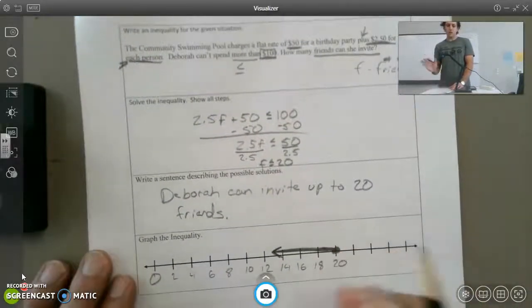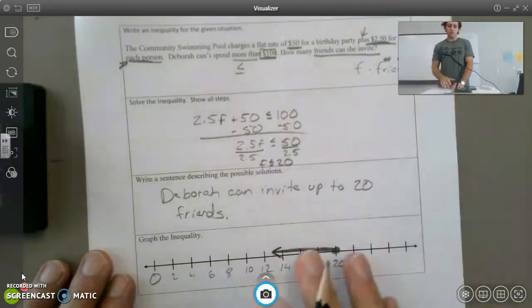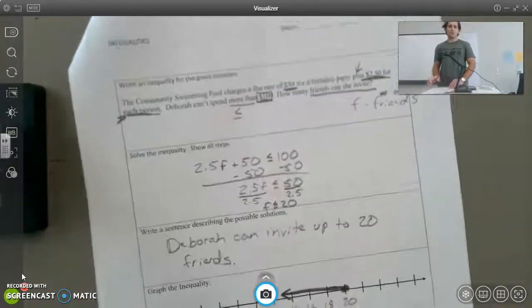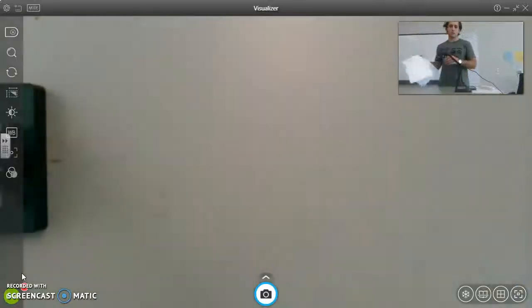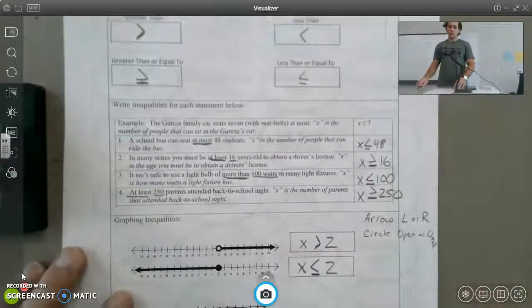Now, again, because of the real world context, remember she can't invite less than 0. So that could come up, but in this case, we're just going to keep it simple. Less than or equal to 20 guests.